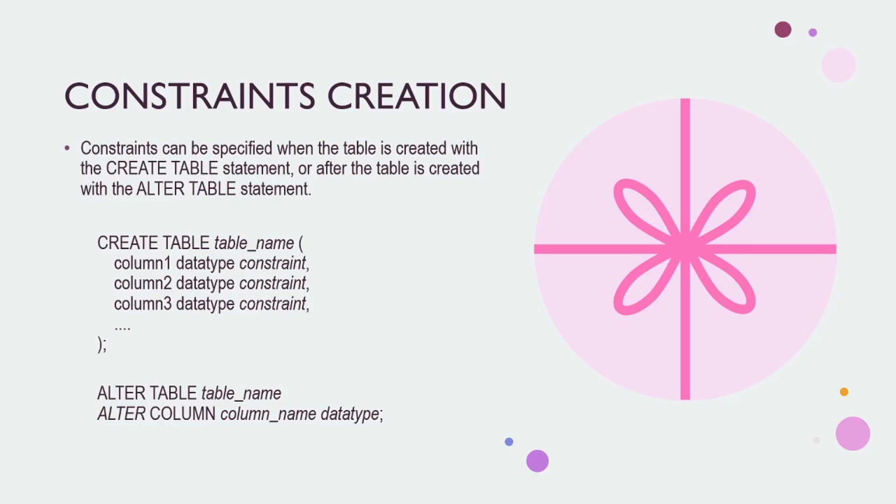Now how do you create a constraint? Constraints can be created when you create the table itself by using the create table command, or by using the alter table command to create the constraint after the table is created. When the table is created, how do you add the constraint? You add the constraint after the data type. So if it's column 1, then the data type, then the constraint follows. And when it comes to alter table, it is similar. You do alter table, the table name. What you're doing is altering a column. So you say alter column, then the column name, then the data type, and then you can give the constraint followed by it. That's how you do it here.